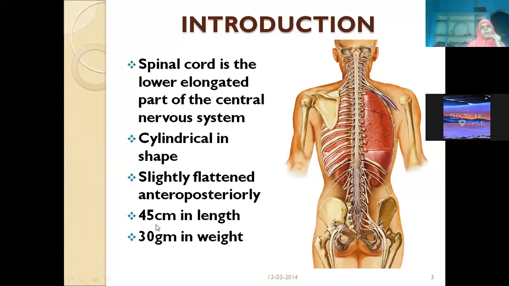Vas deferens, and thoracic duct. Thoracic duct. Femur bone also. Okay. That is also 45 centimeters.